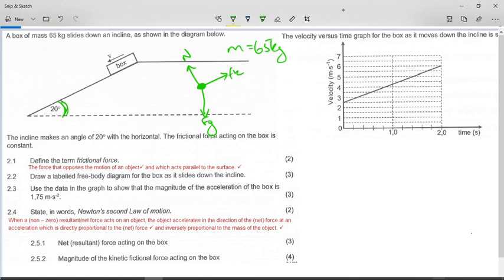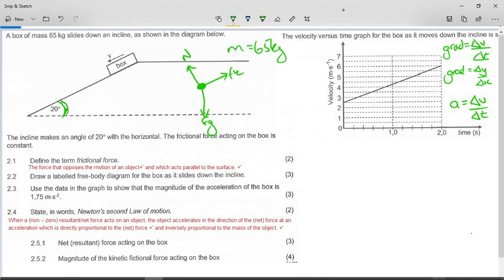Then it says, use the data in the graph to show that the magnitude of the acceleration of the box is 1,75 meters per second squared. And so it says to you here is the velocity time graph for the box as it moves down the incline as shown below. So what do we know here? There's 2 choices here. We can either say the gradient is delta V over delta T, which it is. Remember, the gradient is the change in Y over the change in X, which in this case is velocity over time. And as you know, acceleration is the change in velocity over the change in time.